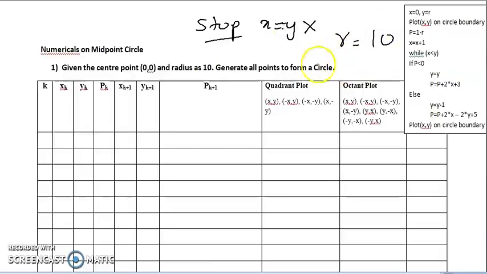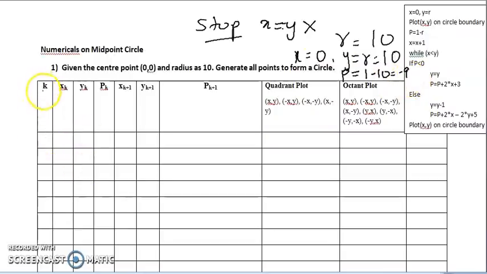My first value of x starts from 0 and my y starts from r, that is nothing but 10. So x is 0 and y is 10. My initial p value is 1 minus r, that is 1 minus 10, which comes out to be minus 9. So these are my first values, that is x is 0, y is 10 and p is equal to minus 9. I'm just going to put these values here.